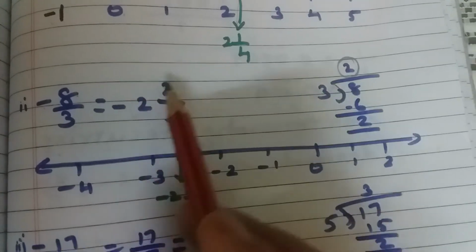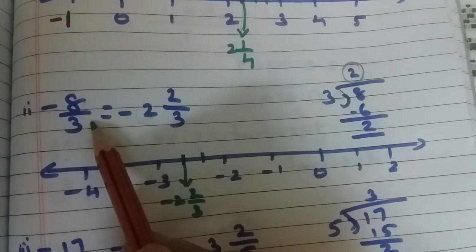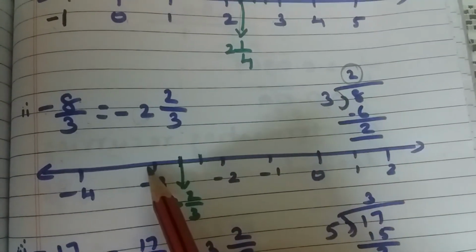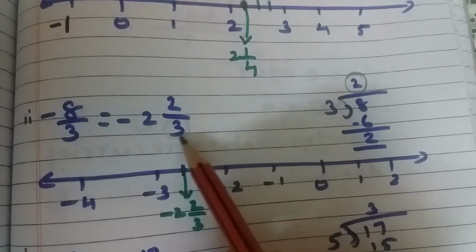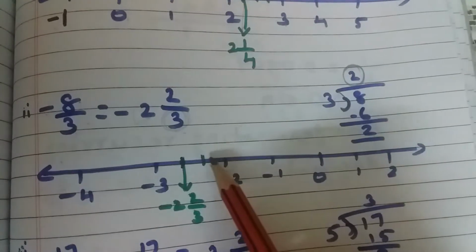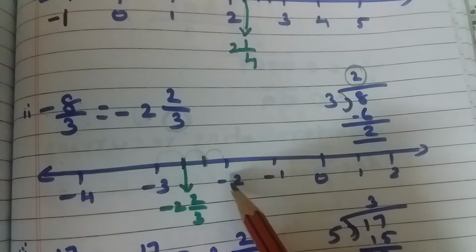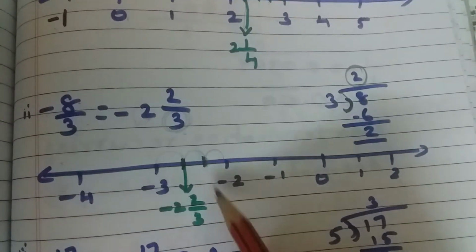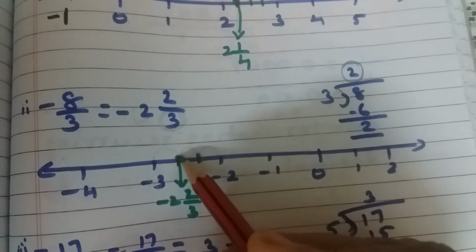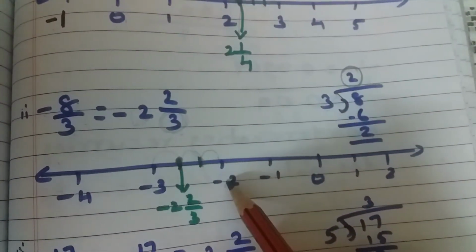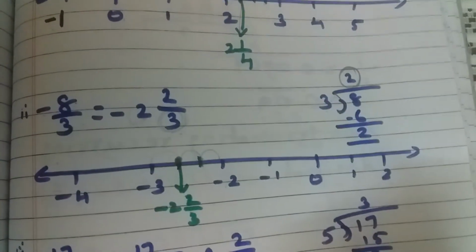Now this -2 2 by 3 means this number lies between -2 and the next number, -3. Between -2 and -3, into how many parts should we divide? 3 parts. To have 3 parts, you cut 2 lines, 1 and 2, so we get 3 parts. The first line after -2 is 1 by 3, and the second line is -2 2 by 3, the given rational number. This point marks the given rational number.